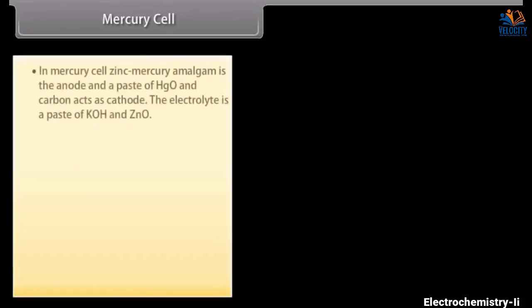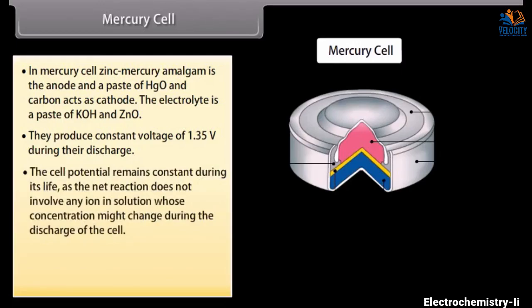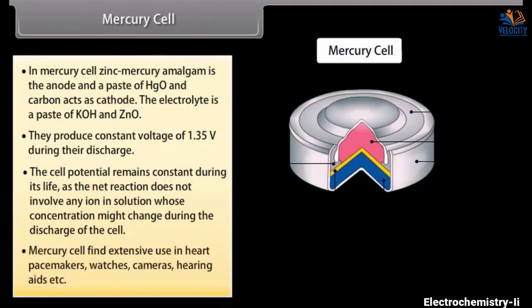Mercury cell. In mercury cell, zinc-mercury amalgam is the anode and a paste of HgO and carbon acts as cathode. The electrolyte is a paste of KOH and ZnO. They produce constant voltage of 1.35 volt during their discharge. The cell potential remains constant during its life, as the net reaction does not involve any ion in solution, whose concentration might change during the discharge of the cell. Mercury cell finds extensive use in heart pacemakers, watches, cameras, hearing aids, etc.